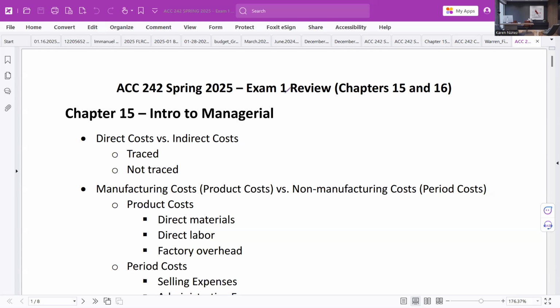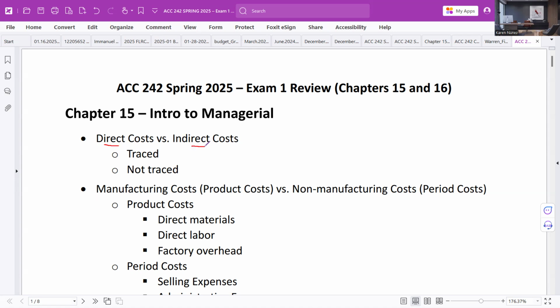Chapter 15 was our introduction to managerial accounting. We started out by categorizing our costs. In a big picture environment, we have two basic categories of costs: the costs that are direct costs, and the costs that are indirect.